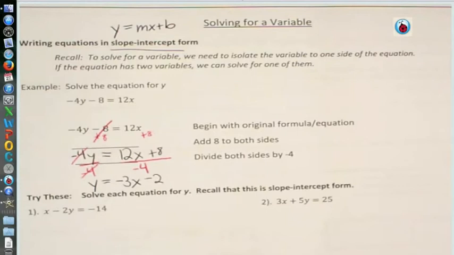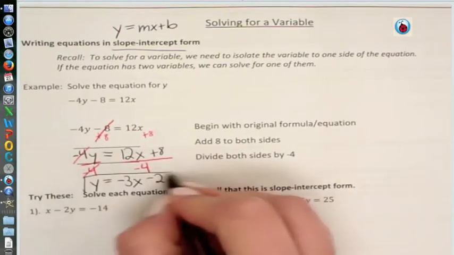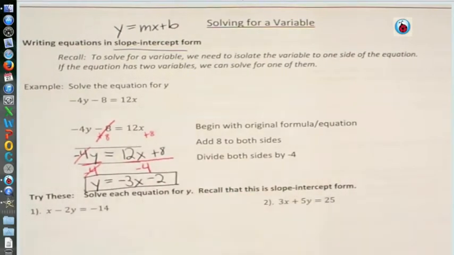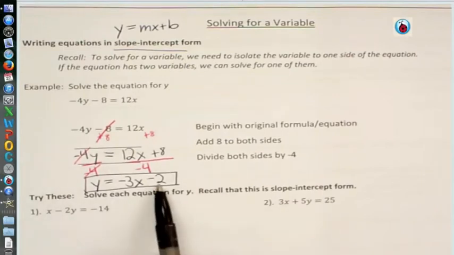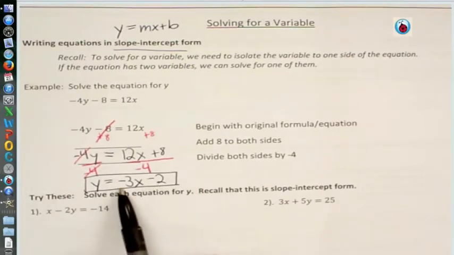And look at my result. I have an equation in y equals mx plus b format. I can see that my y-intercept is negative 2. I can see my slope is negative 3. If I wanted to graph this equation, I would be able to do so pretty easily.